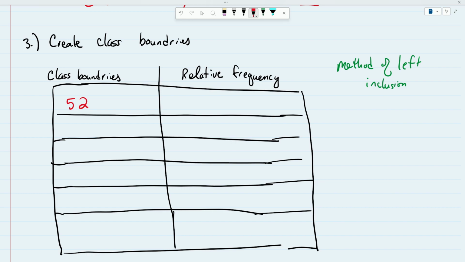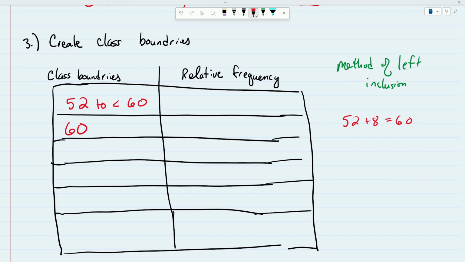All right. And we're going to take all the numbers from 52 to less than 60. Okay? And that's how we build this up. But the best thing to do is to create all your lower class boundaries first. So what I mean by that is since we have 52, we're going to add 8 to it. So 52 plus 8 is going to equal 60. That is going to be our next lower class boundary for class number 2.